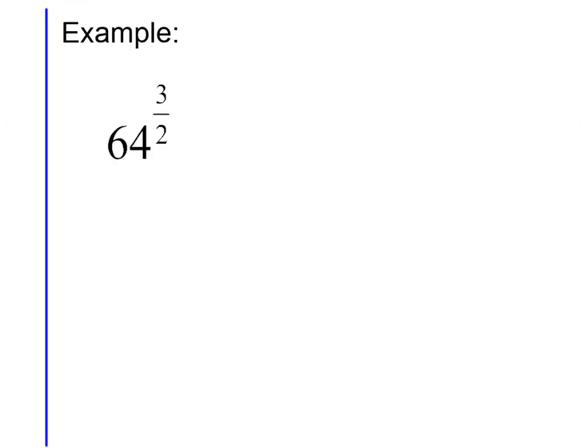This example here has us doing 64 to the power of 3/2. Let's remember our pattern. Our 3 is going to be the power on the 64. The 2 is going to be our root. So I'm going to rewrite this problem as the square root, for the denominator of 2, of 64 to the power of 3, because the numerator in the exponent is 3.